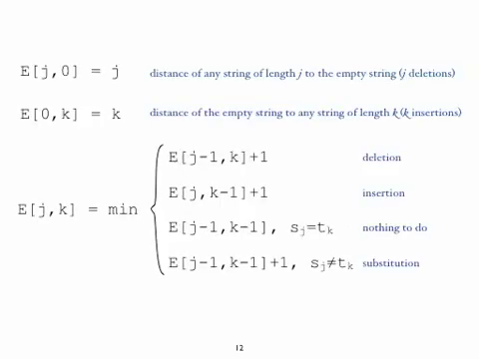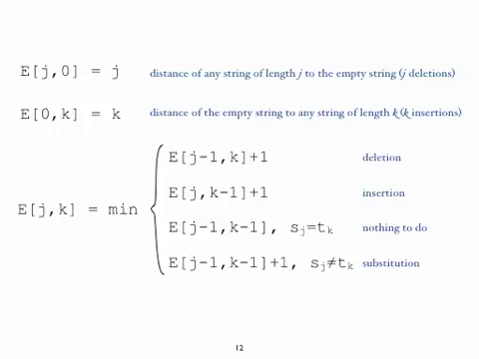So these first two lines here, we can see e of j to 0 is just j. That's how many deletions we need to do to go from a string of length j to one of length 0. And vice versa. To go from 0 up to a string of length k, we need to do k insertions.